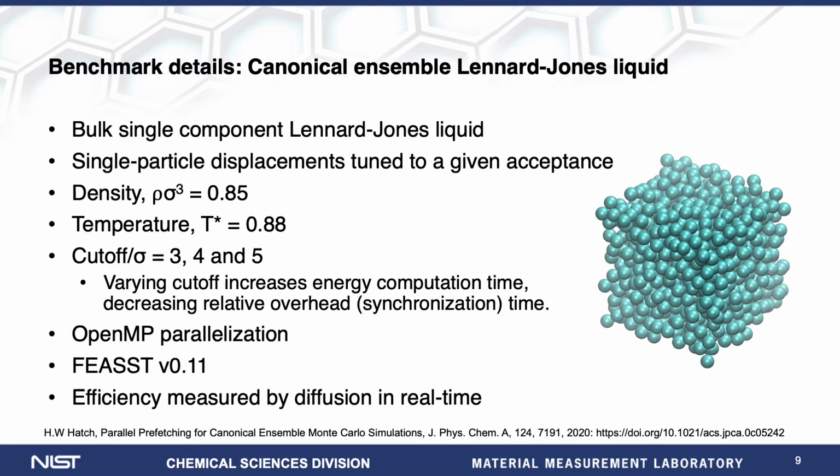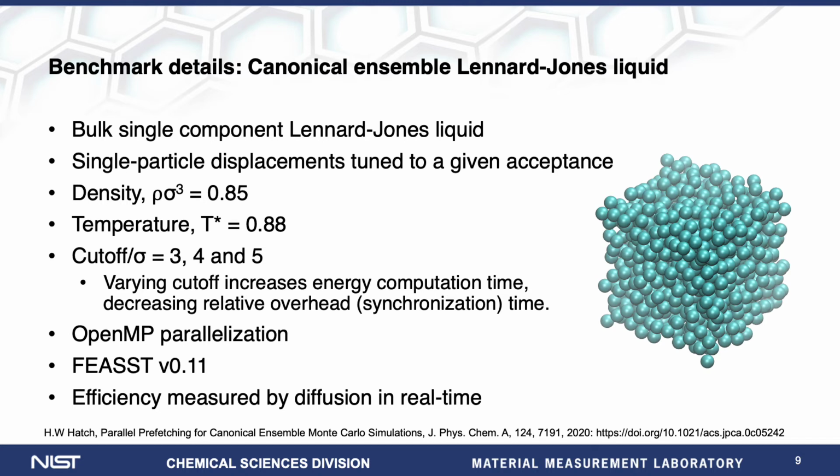Now, let's look at the efficiency of prefetching in a canonical ensemble simulation of a bulk Lennard-Jones fluid. In this type of simulation, the only trial move is a single particle displacement, where the maximum displacement is tuned to a given acceptance probability. From an algorithmic point of view, the density and temperature don't really matter, but we chose the same conditions as Mountain and Thirumalai used a few decades ago in their seminal work on optimal acceptance in Monte Carlo simulations.